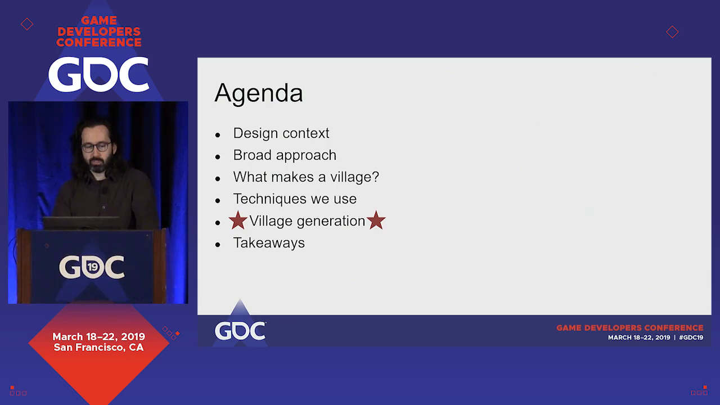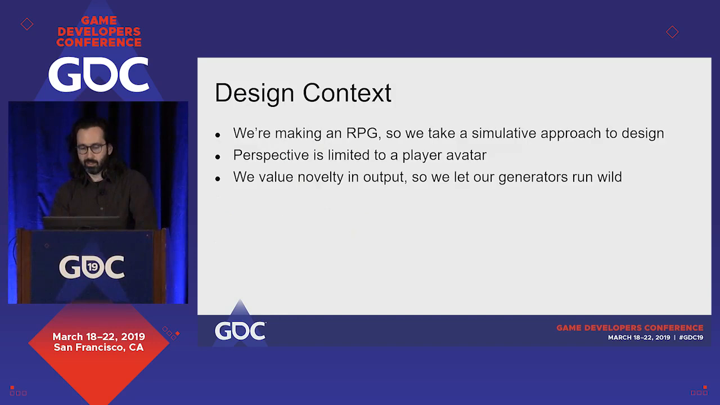So it's going to be a pretty long talk today, and there's a lot going on. So this is what we're going to be doing. First, I'm going to establish some design context. We're going to tell you about what our broad approach was. We're going to get on the same page by agreeing on what a village is. I'll show you some of the techniques we use, and then the little starred item here, village generation. This is where most of the talk is going to live. We're going to do a dive into the whole system flow of our village generation, and then we'll try to distill it down to some takeaways at the end.